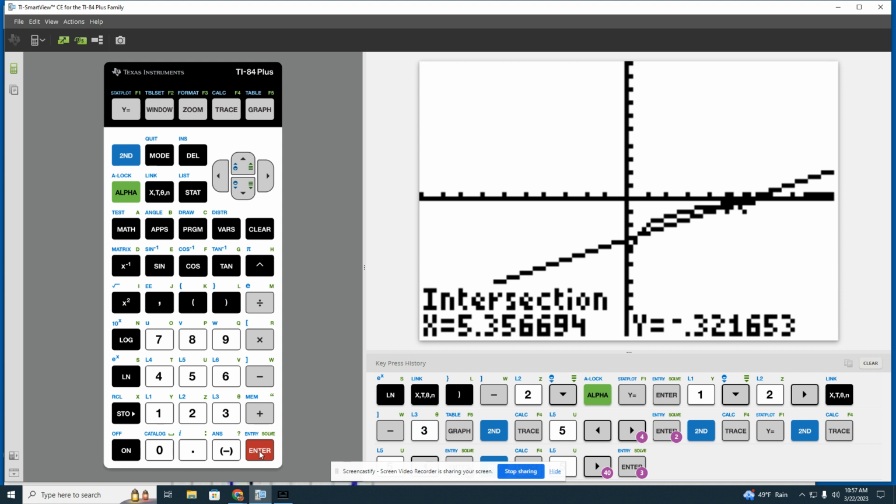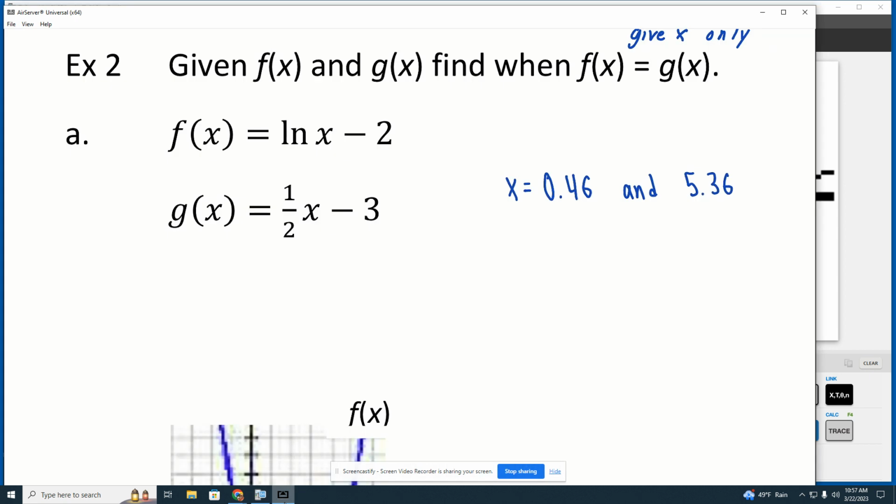So, my 2 answers, guys, please stop. My 2 answers are x equals 0.46, and you could say x equals 5.36, or just put them both. X equals 0.46 and 5.36. Remember, in those situations, we're only stating the x value of those ordered pairs.